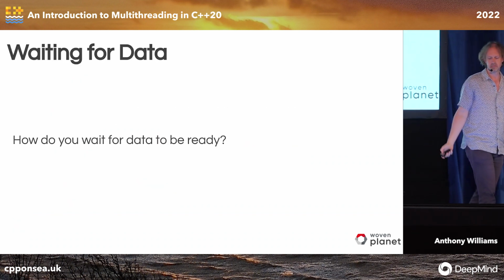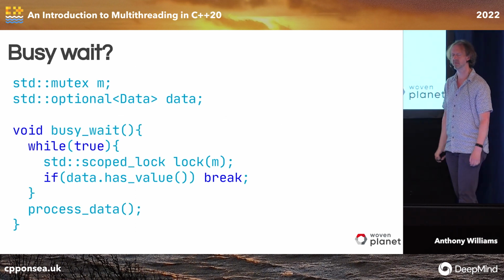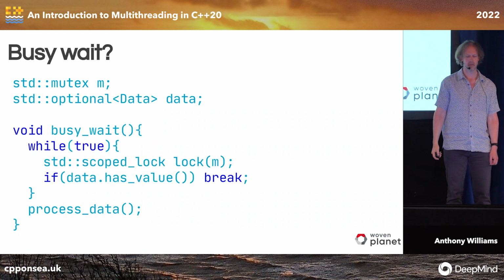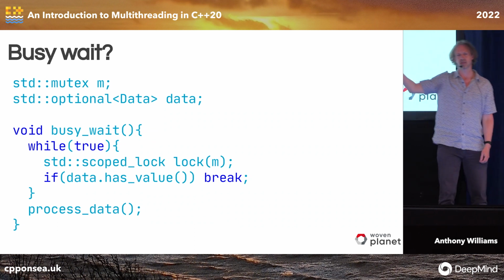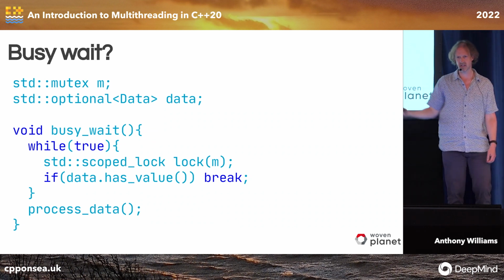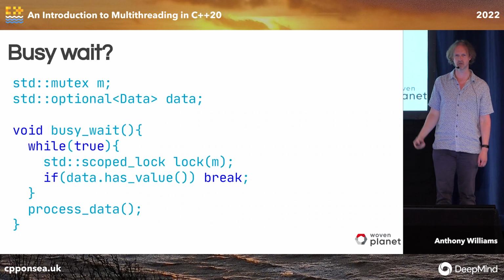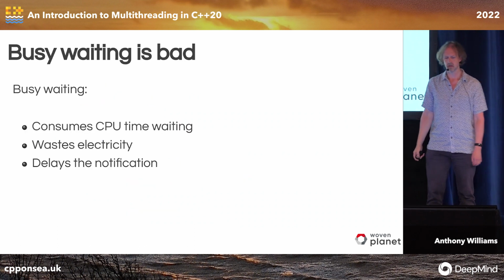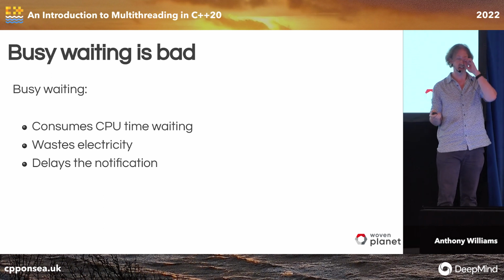So if you're waiting, then, well, how do you wait? You could busy wait, but please don't. You lock your mutex, you check if it's data, you then loop round, you unlock your mutex, you lock it again, you check the data. This is consuming CPU time and locking and unlocking your mutex a lot. Don't do that. And it potentially delays the notification anyway.